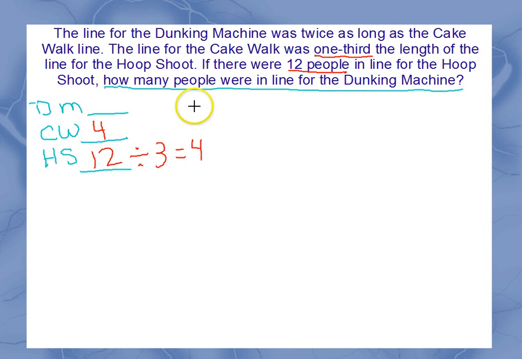So we know there were 4 people in the line for the cakewalk. All right. So again, working backwards, we've gone to this sentence, and now for the first sentence: the line for the dunking machine was twice as long as the line for the cakewalk. Twice.